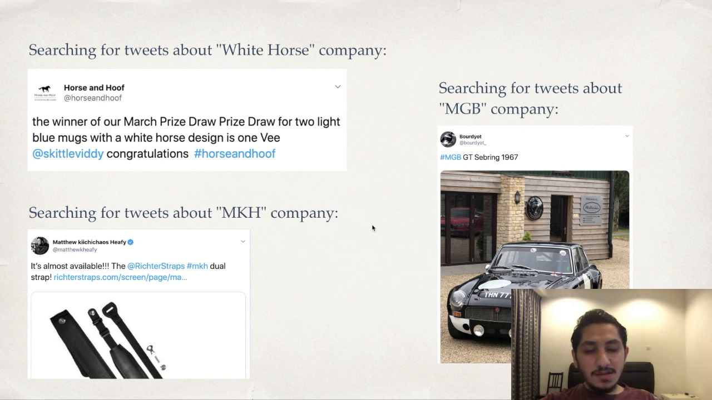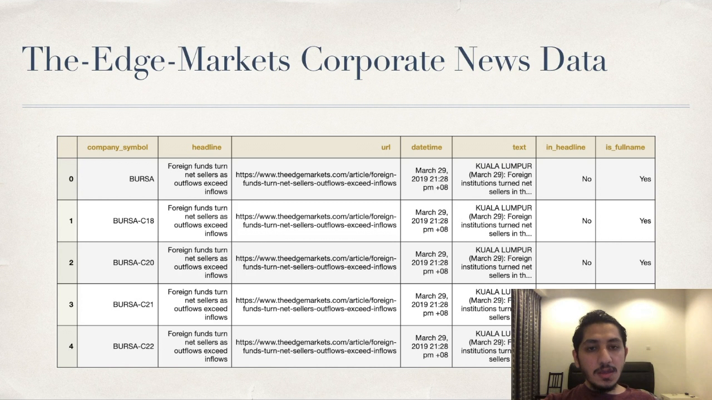So as a result of this problem, we decided to discard Twitter data because we expected that it would introduce noise in our analysis, because we can't know the actual topic of the tweet. Is it talking about the company or is it talking about something else? So we discarded Twitter data.